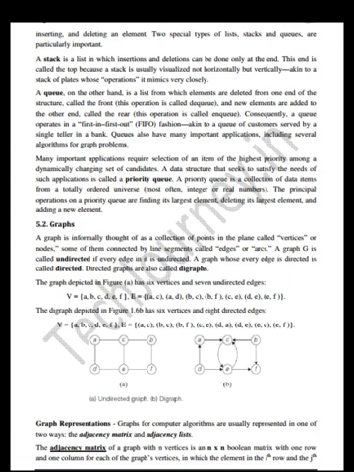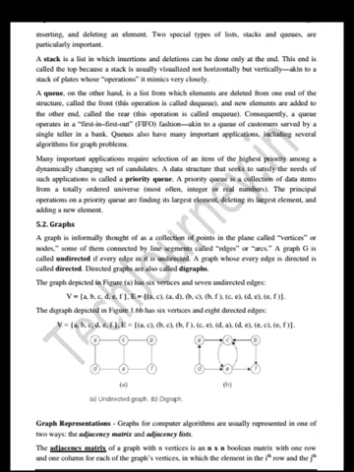Many important applications require selection of an item of the highest priority among a dynamically changing set of candidates. A data structure that seeks to satisfy the needs of such applications is called a priority queue. A priority queue is a collection of data items from a totally ordered universe, most often integer or real numbers. The principal operations on a priority queue are finding its largest element, deleting its largest element, and adding a new element.